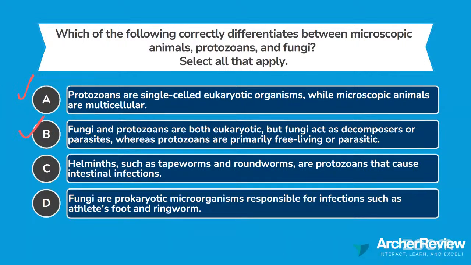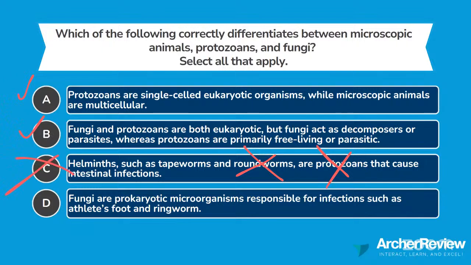All right, so what's wrong with C? Helminths, such as tapeworms and roundworms, are protozoans that cause intestinal infections. Well, we've got two things wrong with this. A, roundworm is not a helminth, and they are microscopic animals. That's how they're classified. They are not protozoans. So there's two things that make C incorrect.